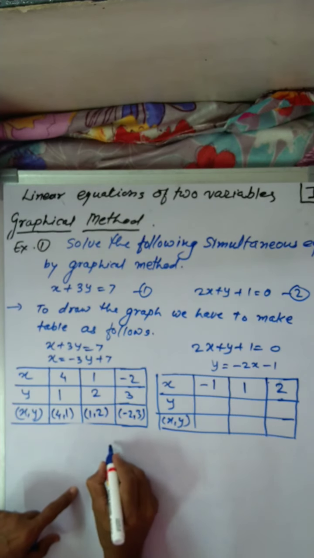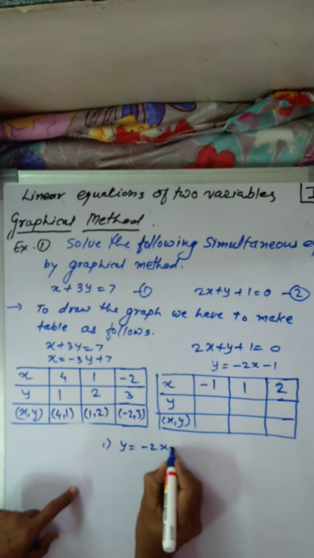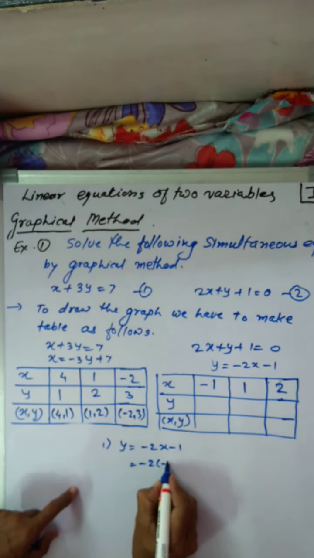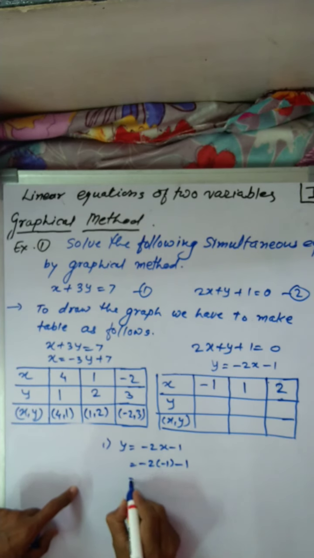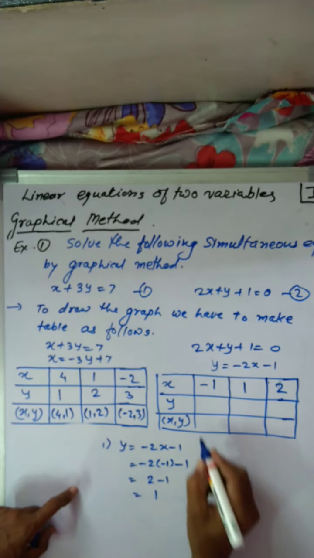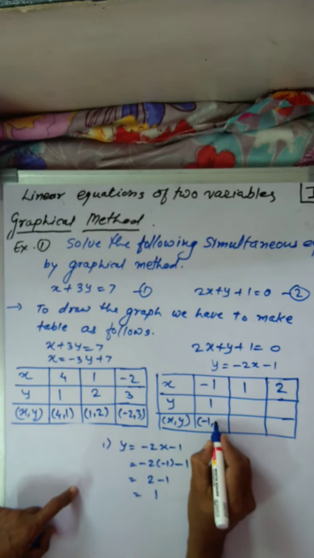Substitute these values in the equation. First, we get y is equal to minus 2x minus 1. Substitute minus 1 here. Minus 2 into minus 1 minus 1. That is minus minus gives plus 2 minus 1. Hence we get the value 1. Therefore, the first point becomes minus 1, 1.